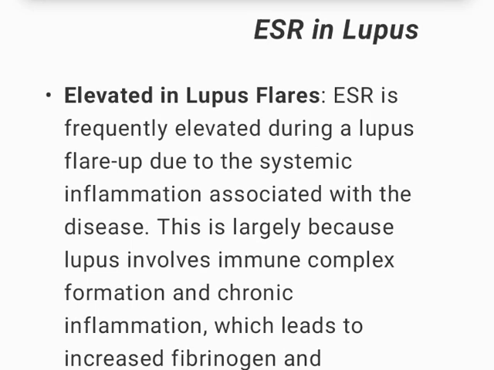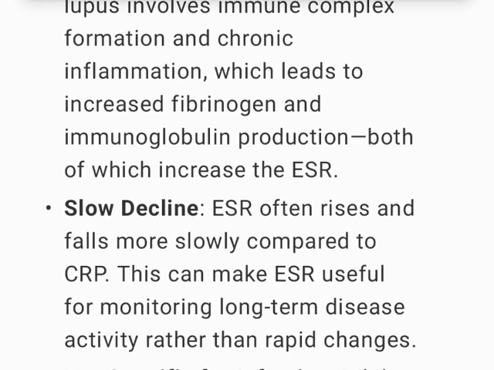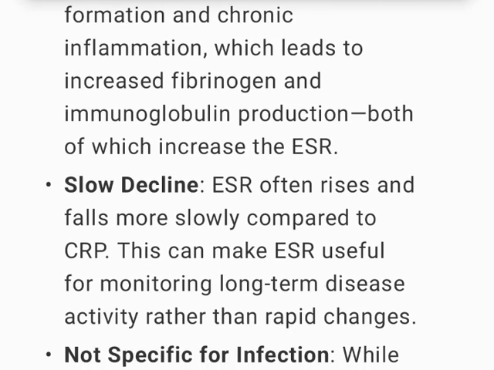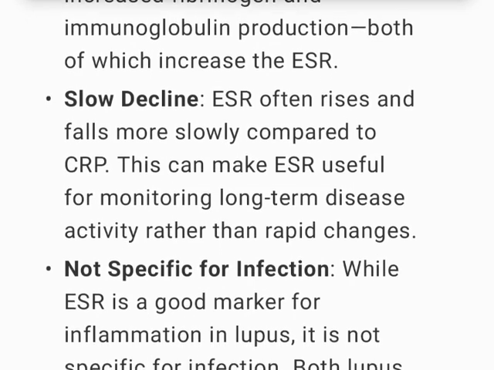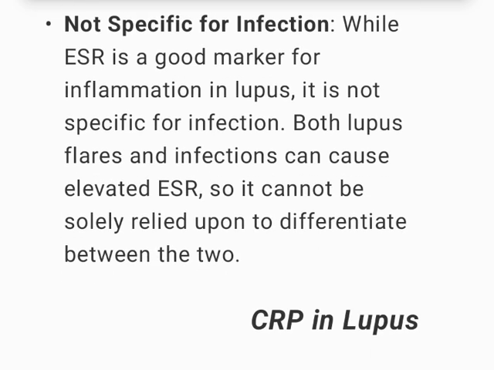ESR in lupus. Elevated in lupus flares. ESR is frequently elevated during a lupus flare-up due to the systemic inflammation associated with the disease. This is largely because lupus involves immune complex formation and chronic inflammation, which leads to increased fibrinogen and immunoglobulin production, both of which increase the ESR. Slow decline: ESR often rises and falls more slowly compared to CRP. This can make ESR useful for monitoring long-term disease activity rather than rapid changes.